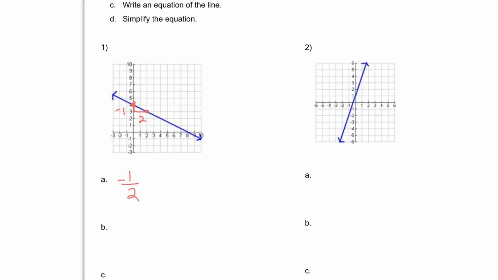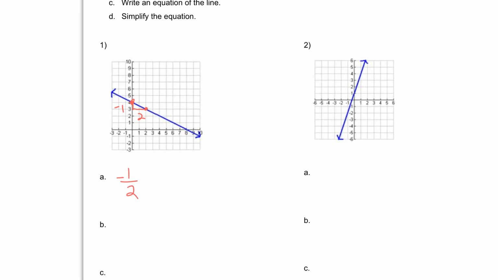Then in letter B, it says determine a point on our line. And so we have 2 points already outlined on our graph, so we can take either one. I'm just going to go ahead and take the point 2, 3, and I'm going to write that down. And again, you can take any point that lies on your line.